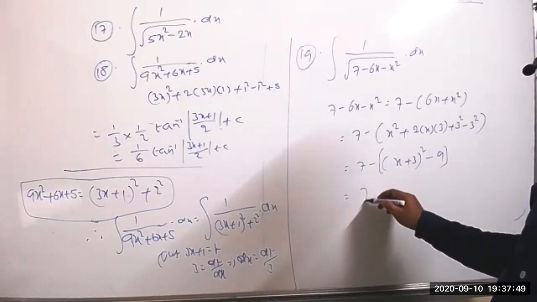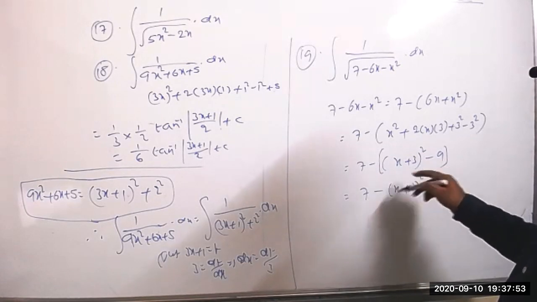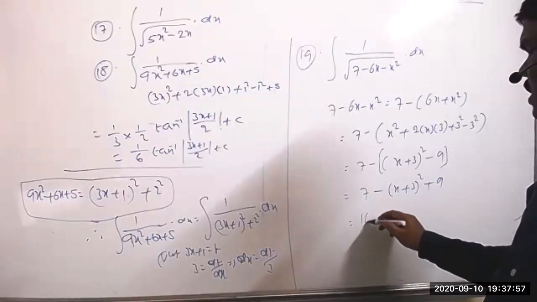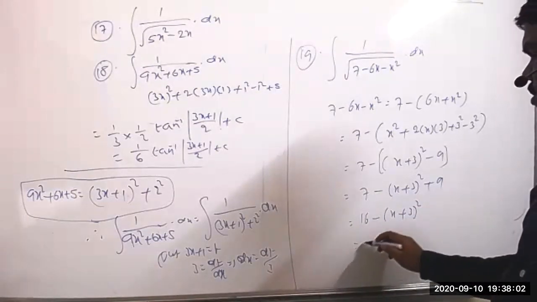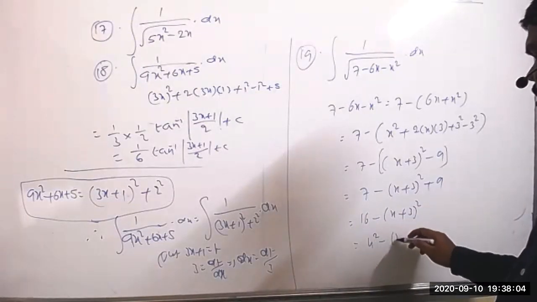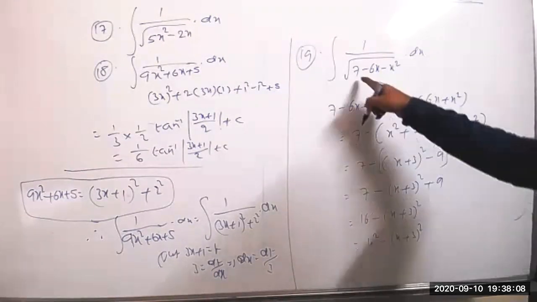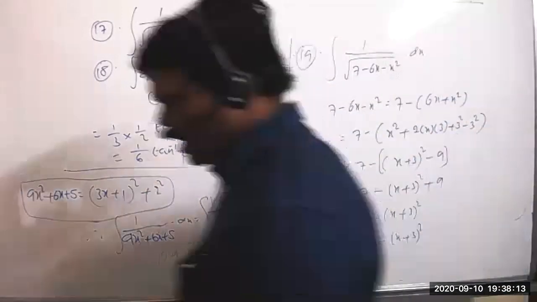You multiply this: 7 minus of (x plus 3) whole square minus 9, minus into minus equals plus 9, and the sum of these two values is 16. So 16 minus of (x plus 3) whole square. Now you can write this as 4 square minus (x plus 3) whole square. Now you can substitute this in place of this. Correct? In the same procedure.